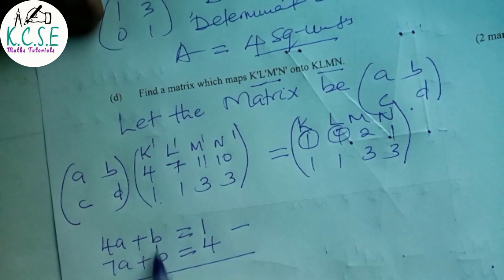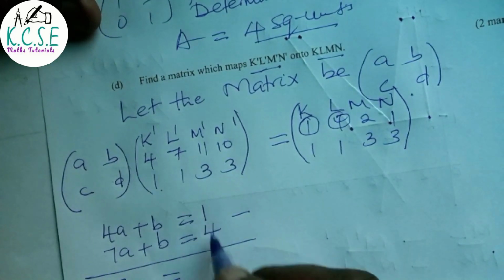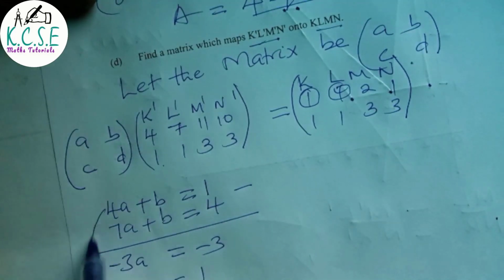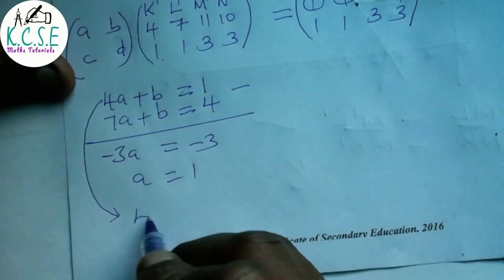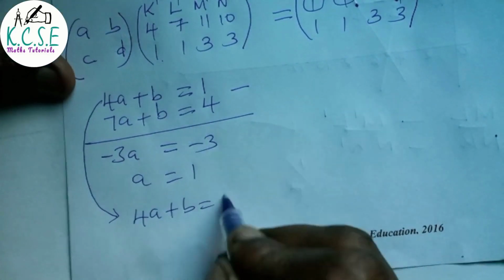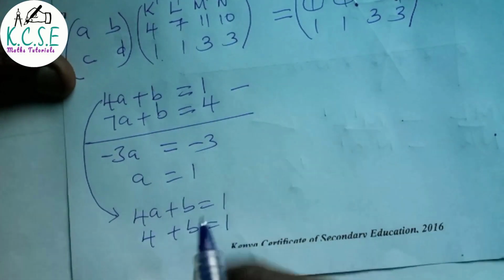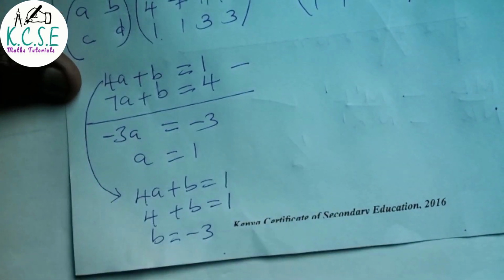This will give you A and B. So subtract to eliminate B, the simultaneous equations. So this is 4A minus 7A, negative 3A is equal to, B minus B will be 0, 1 minus 4, get negative 3. So A will be 1. If A is 1, just substitute here. 4A plus B is equal to 1. So A is 1, so you have 4 plus B is equal to 1. And so B is equal to minus 3.